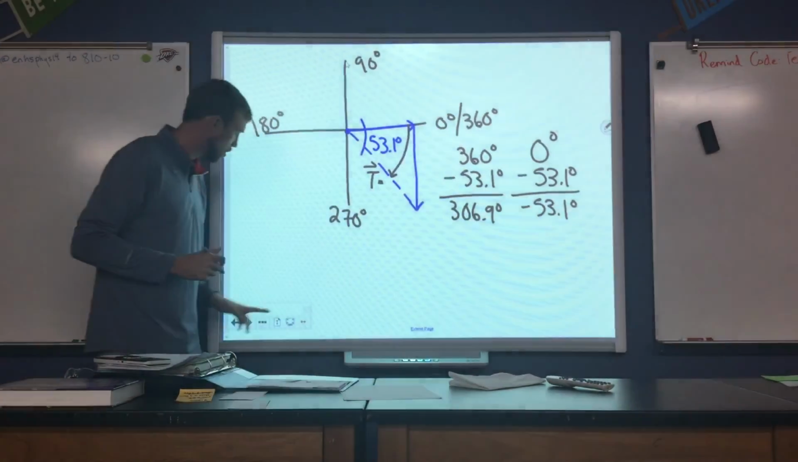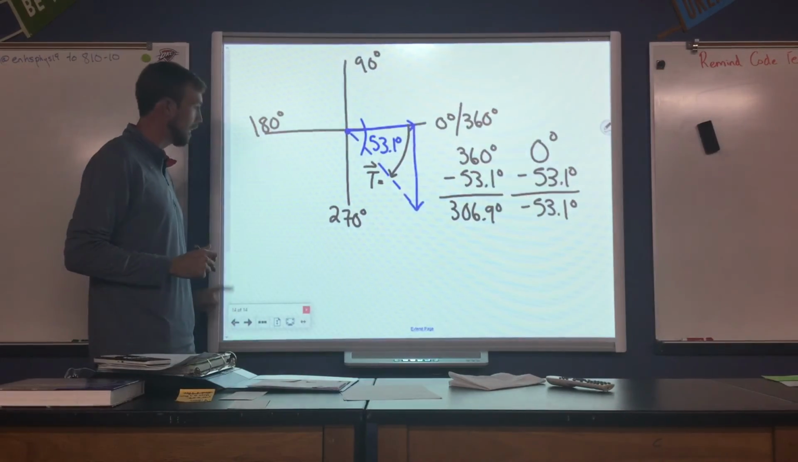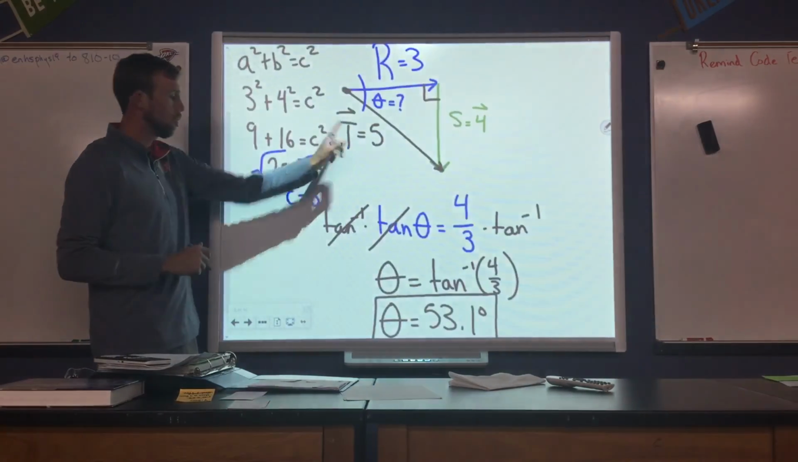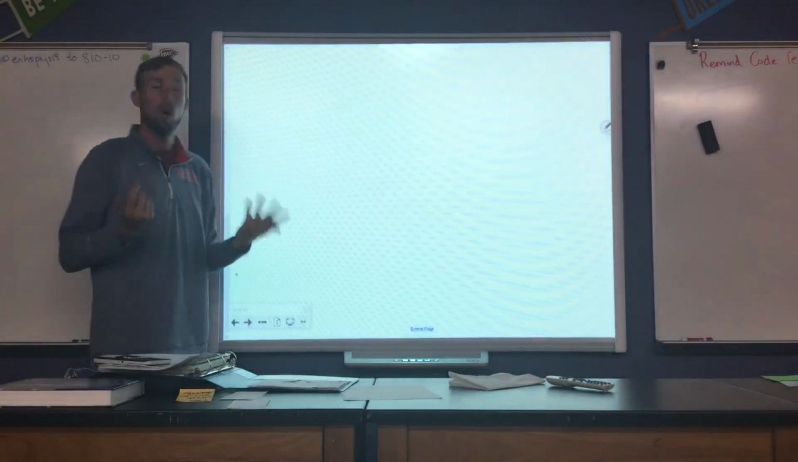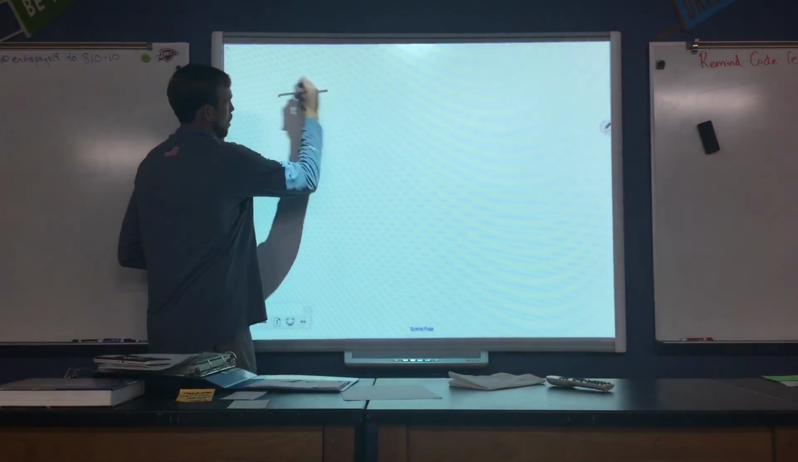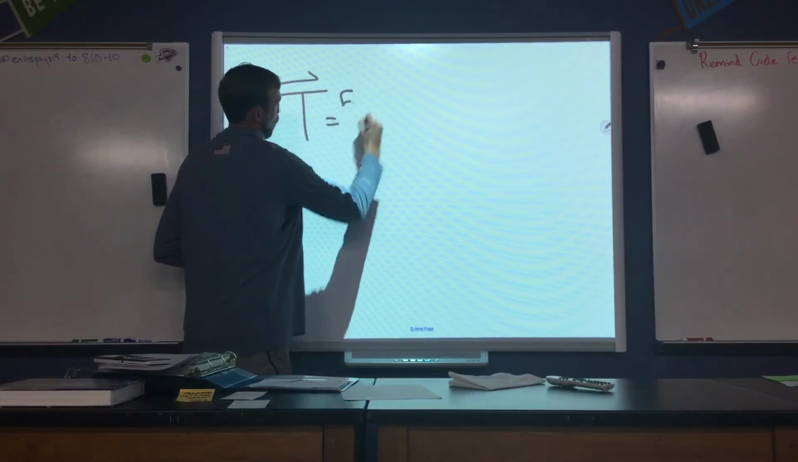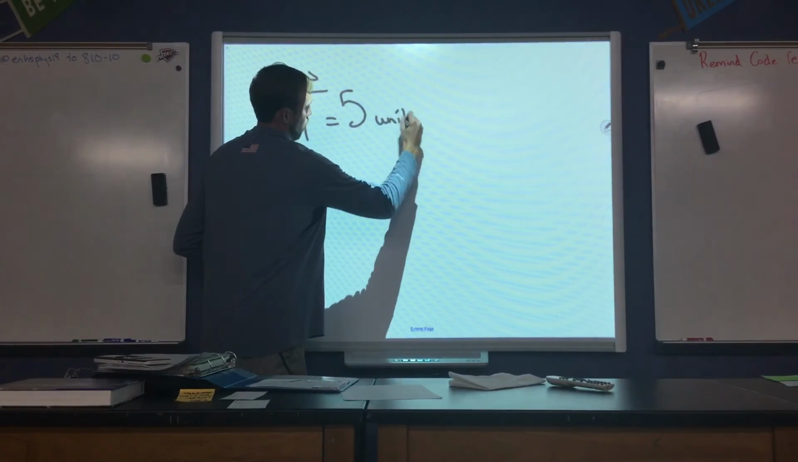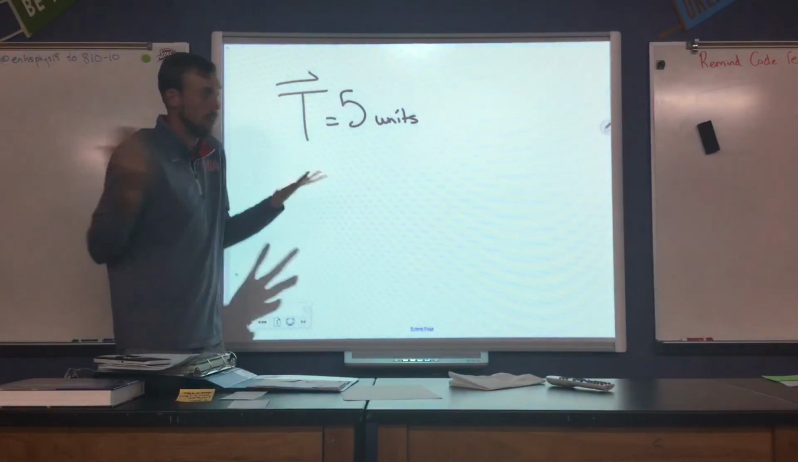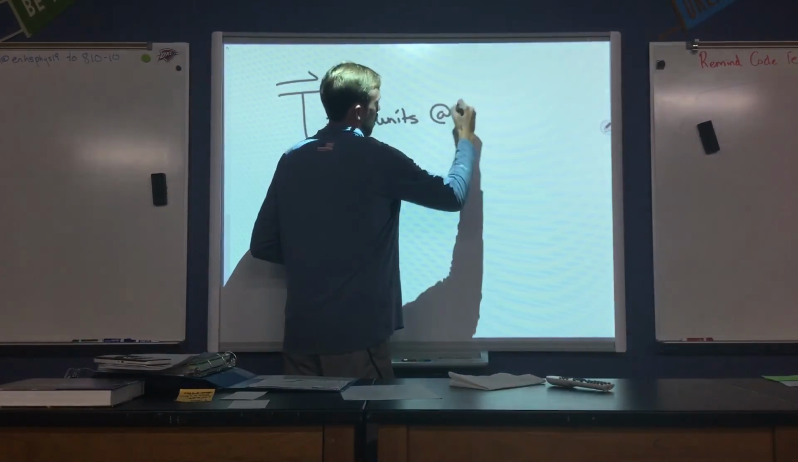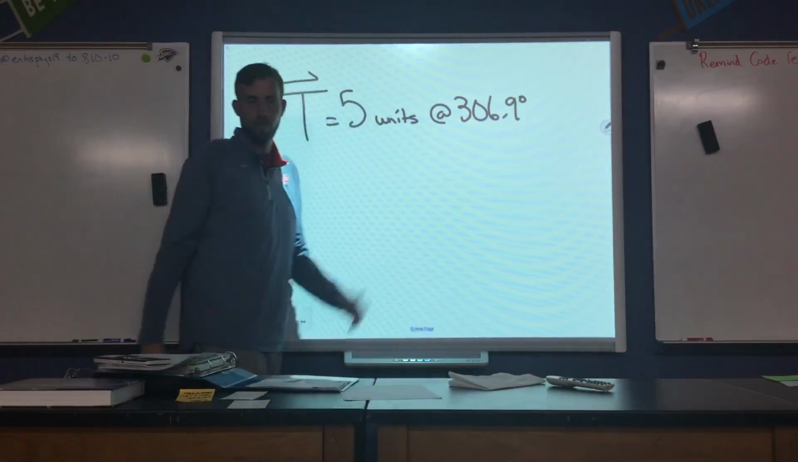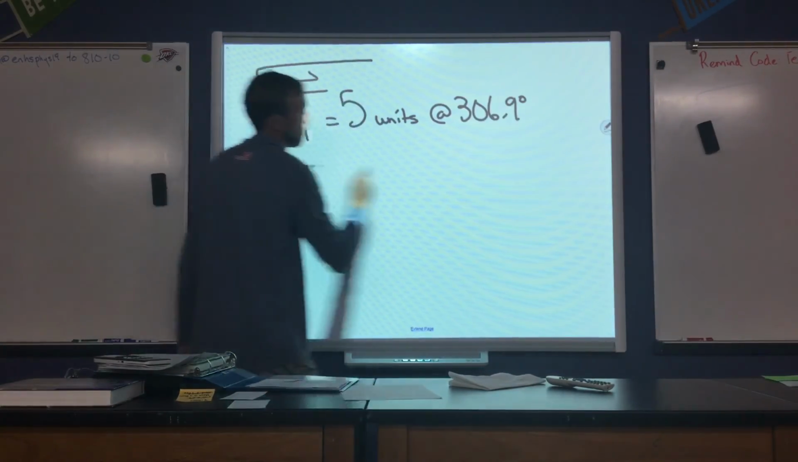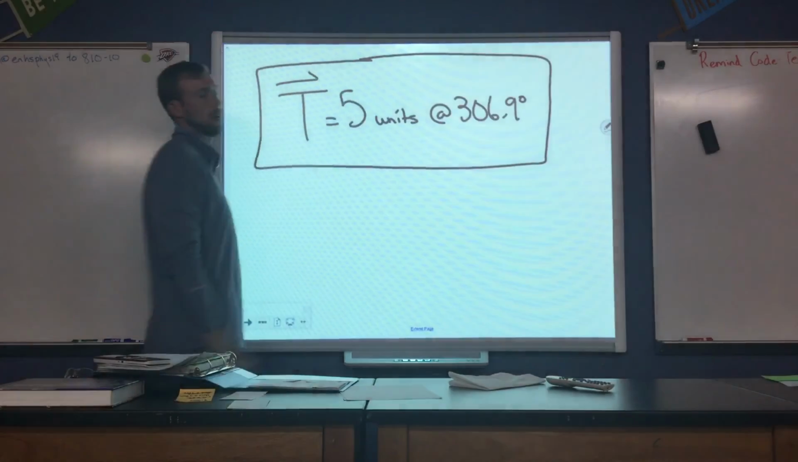So to finish this out, we would say that vector t has a magnitude of 5 units at an angle of either 306.9 or negative 53.1. So t is equal to 5, we would just say 5 units. We don't really know what the units are, but 5 units at 306.9 degrees, or we could say negative 53.1. Either of those would be appropriate ways to represent our answer.